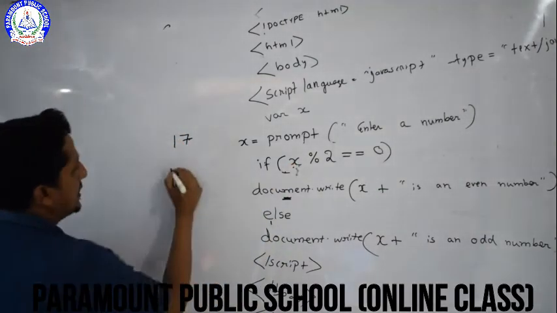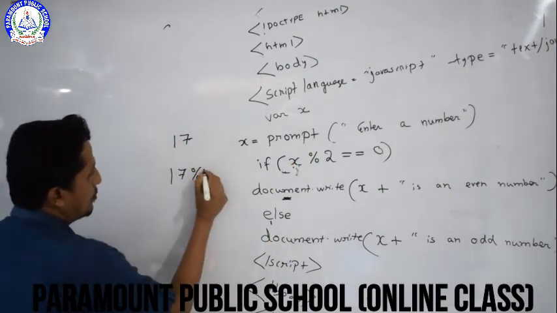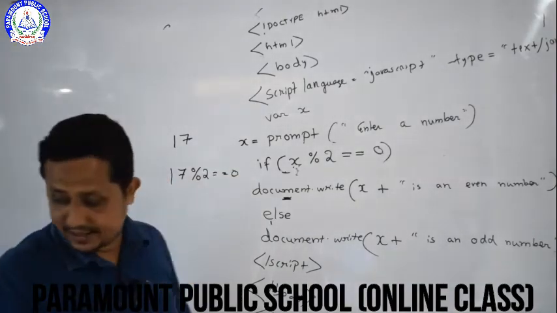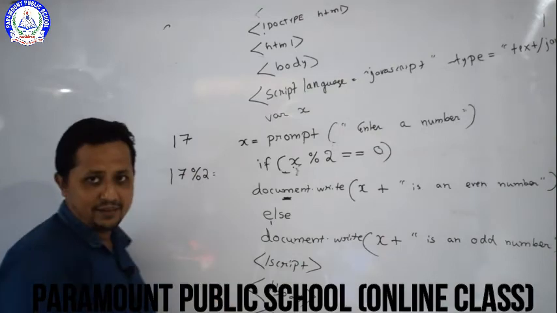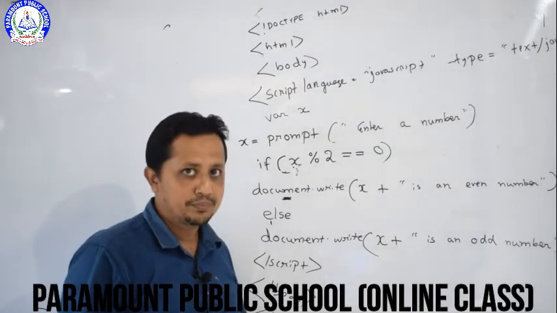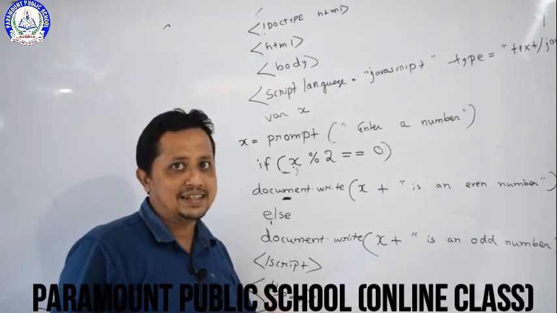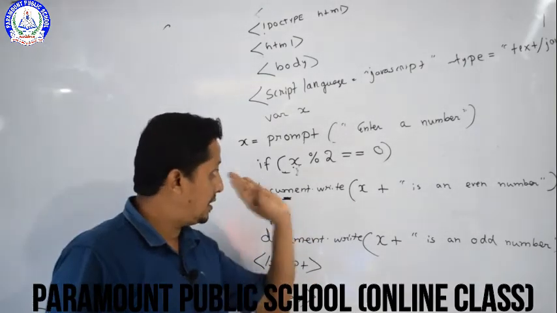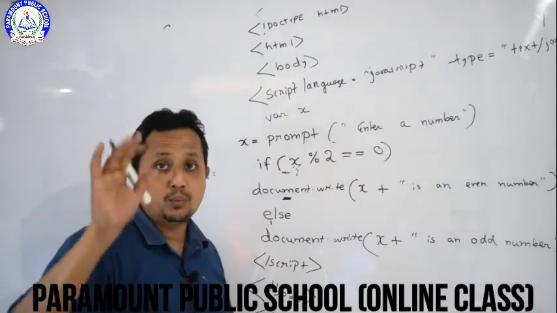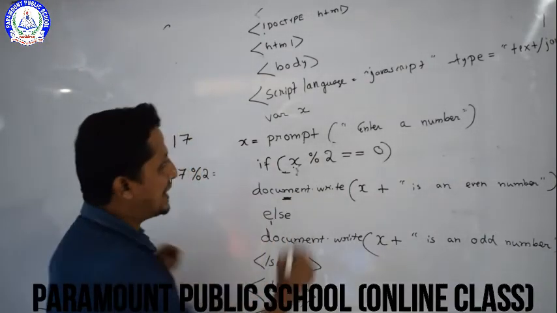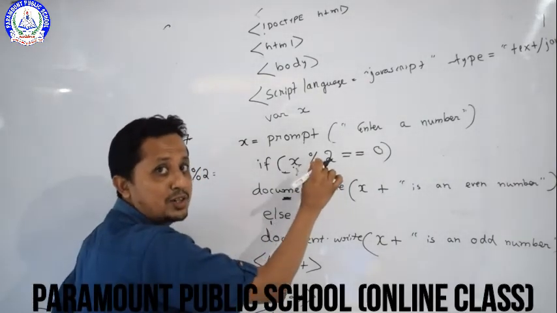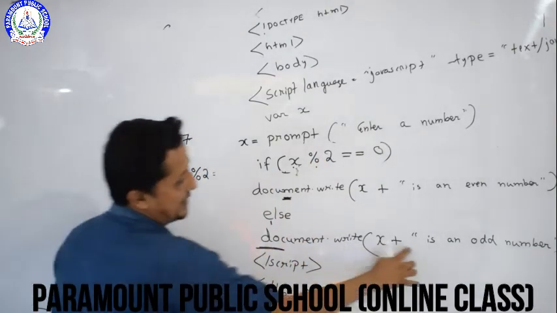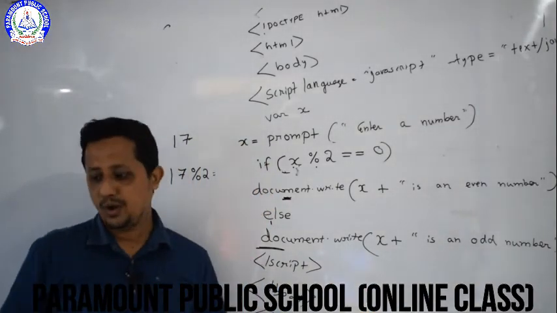Now come here. 17 modulus 2 double equal to 0. When we divide 17 by 2, whether the remainder is equal to 0 or not? Never. Whenever we divide 17 by 2, the remainder will be 1. So this condition is false, so statement 2 runs and it will show: 17 is an odd number. Hope you understand this.